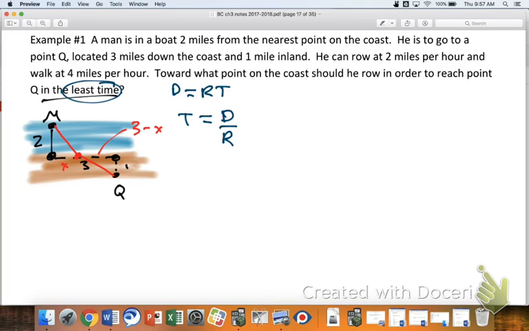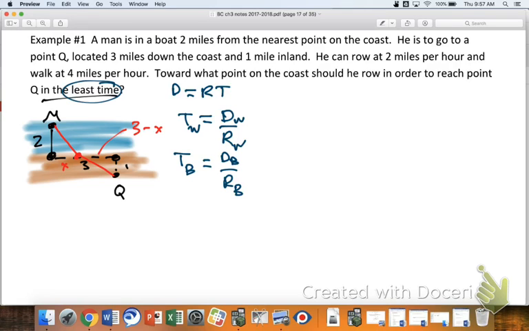But then we have to admit that when he's in the water, we're going to have one set of information. And when he's on the beach, it's going to be a slightly different set of information, right? So maybe I should say time in the water, distance in the water, rate in the water. And maybe I should have another set of this information for on the beach. So TB equals DB over RB. Does that make sense?